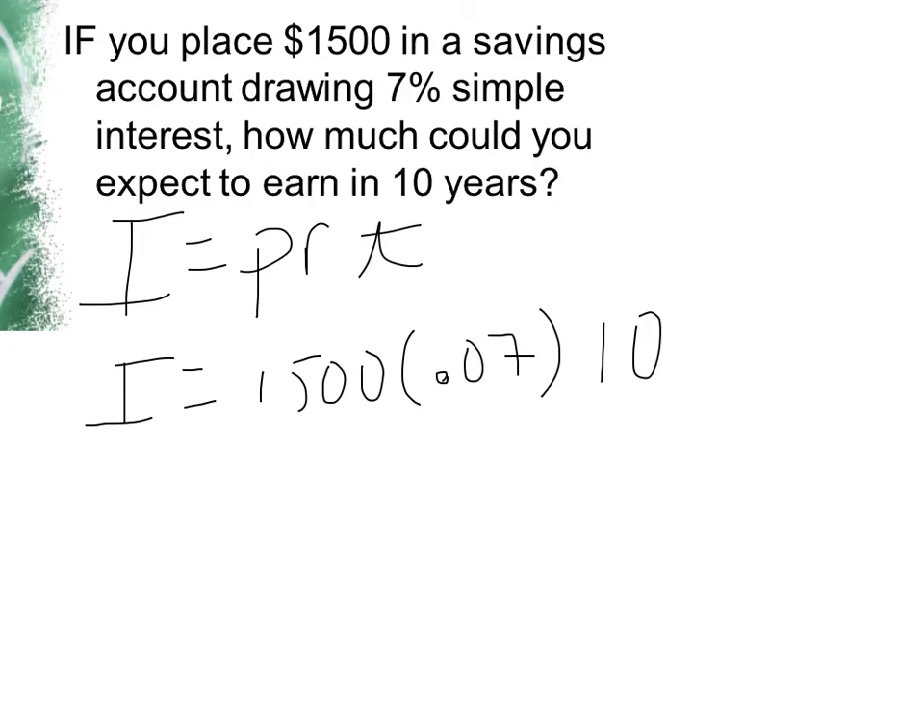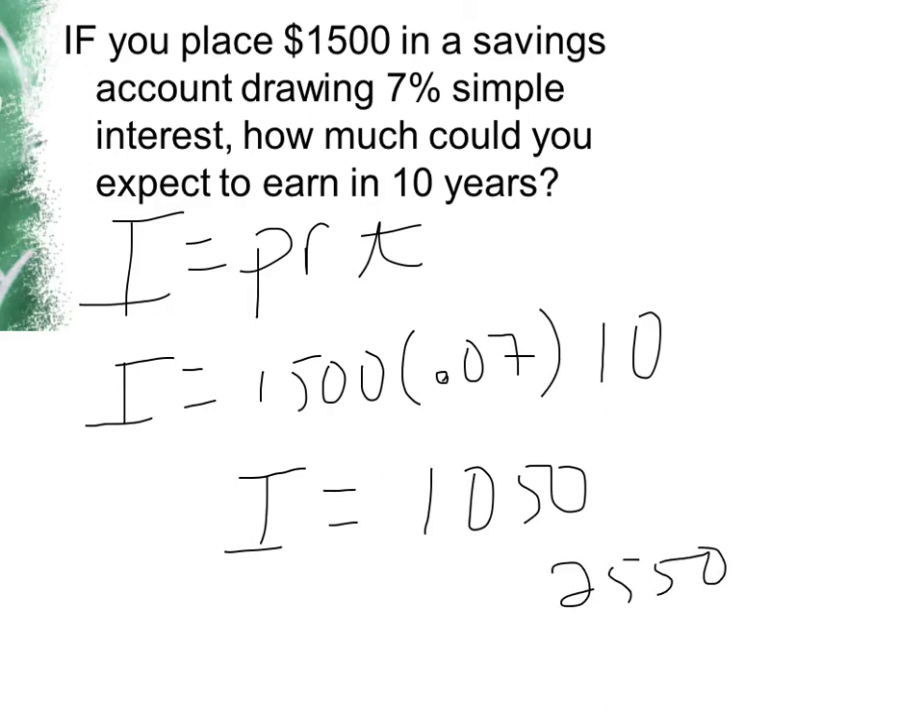1,500 times 0.07 times 10. And that gets you 1,050. Now this 1,050 is free money. That means that you get a grand total of $2,550. You already have the 1,500, but this right here is $1,050 of totally free money. So that concludes the PQR portion of it.